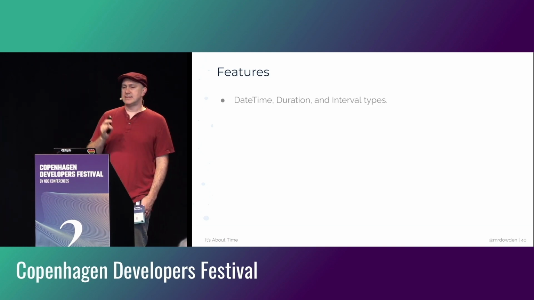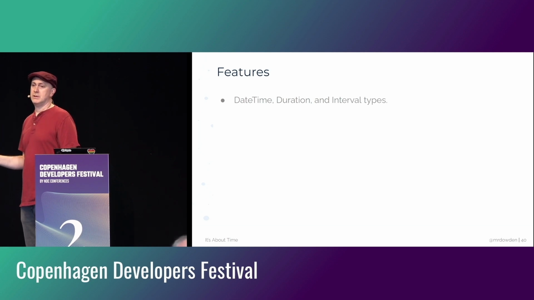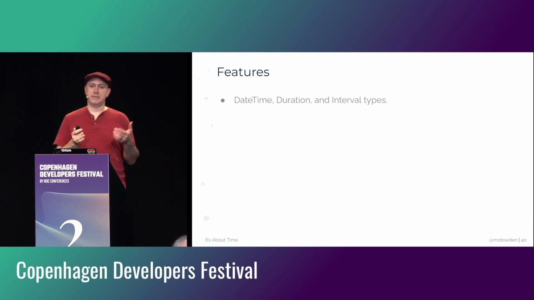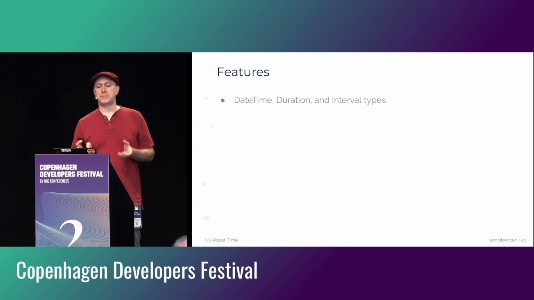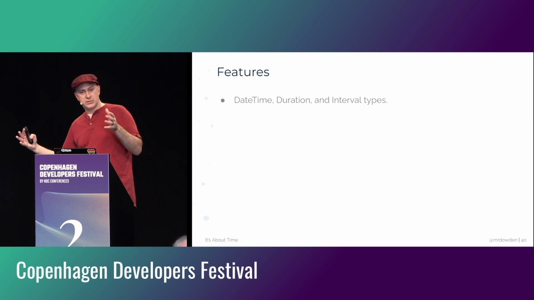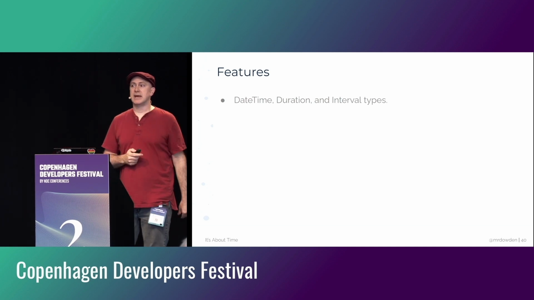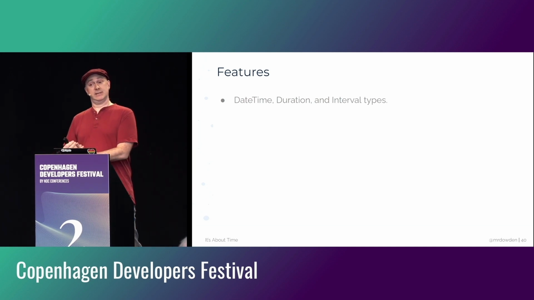So it has date time objects, but also duration and interval types. So the date time is what you would expect. It has both date and time components. Interval is a difference between those two. And then durations are human readable things like, 34 minutes.